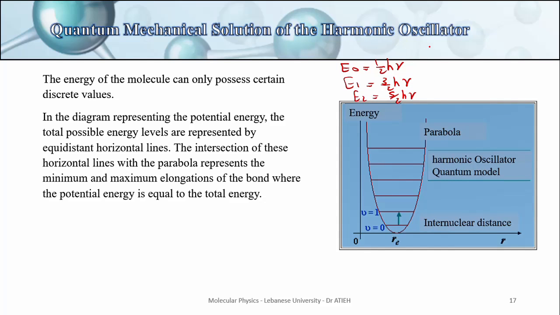Remember, I'm just using E_ν equals (ν plus half) hν. So here it's simply 0 plus half hν. Here it is 1 plus half hν, and here it is 2 plus half hν. So you can see that the difference between two consecutive levels is equal to hν. The difference between level 0 and 1 will be hν. The difference between 1 and 2 will be hν. The difference between 2 and 3 also will be hν. And here the first distance will be half hν.